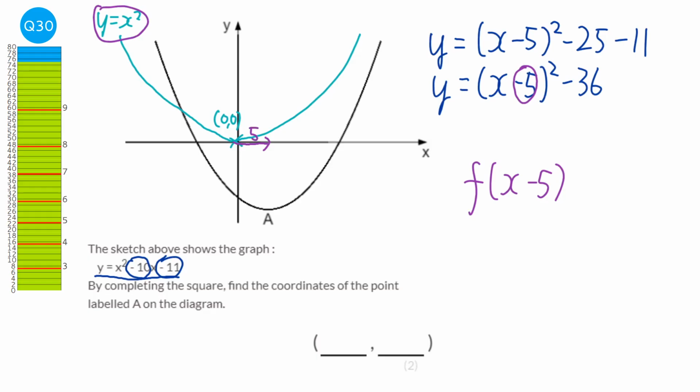We also know that if you have a minus 36 on the outside, which we do here, it moves it down 36. So it's going to go down 36. So our new minimum point won't be at 0, 0. It will move to the right 5. So the x coordinate will be 5. And it'll be moved down 36, so it'll be minus 36.